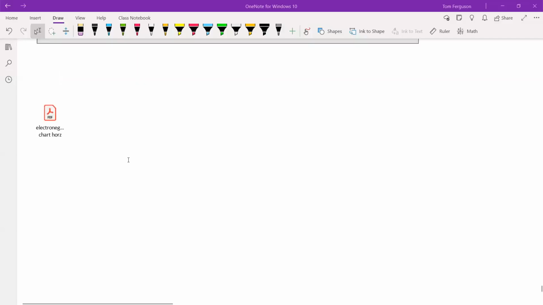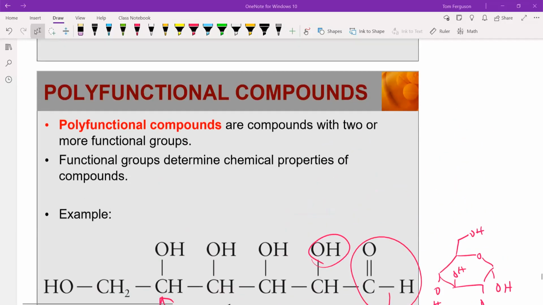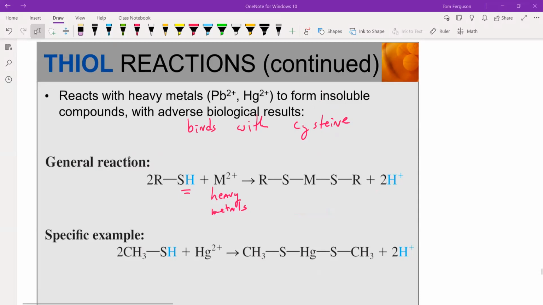Caitlin, what reaction were you talking about? If you went back to the thiol reactions, it's like 2 R attached to an SH, right? But there's no OH group. So I'm wondering just how it's an alcohol.